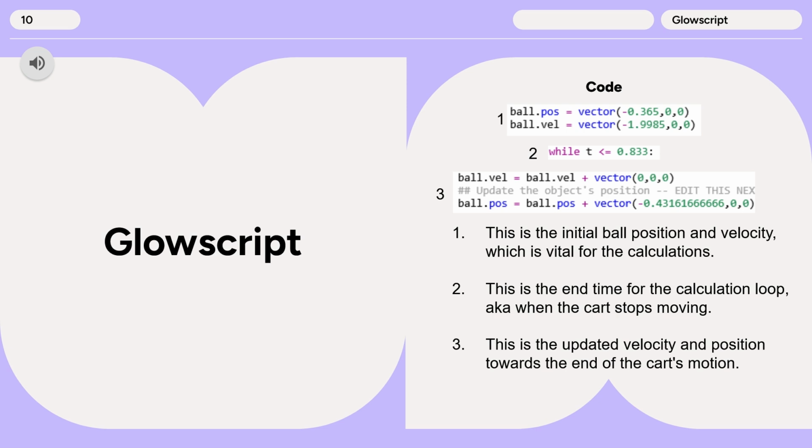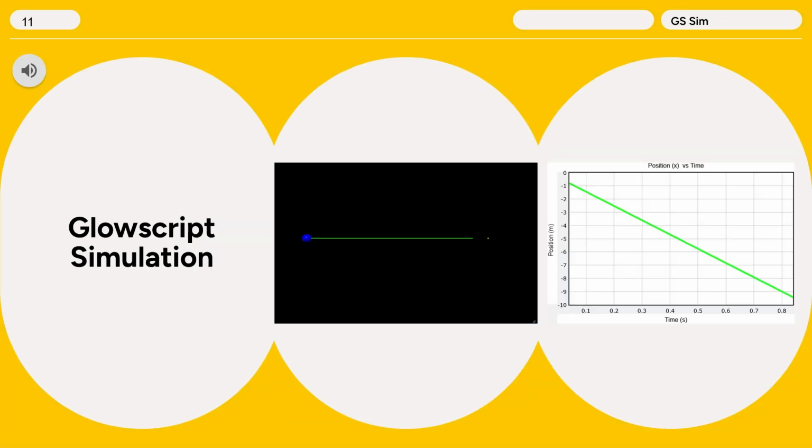The final section of the code shows the velocity and position update of the digital ball that will be simulating the real-life cart's constant velocity. This is the 3D model and graph GlowScript came up with using the constant velocity data from our real-life experiment.